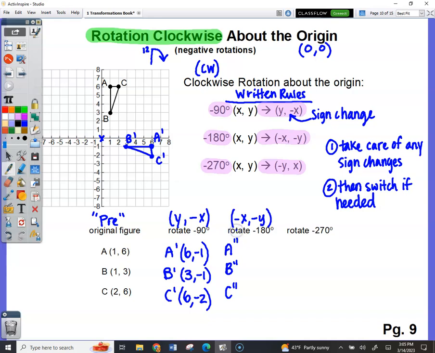So 1, 6, what's this mean to do? Change the sign of both, so what would it be? -1, -6. Thank you. B is 1, 3. Apply the rule. Good. C is 2, 6. -2, -6. Perfect. Then graph it. Then go to the next column.